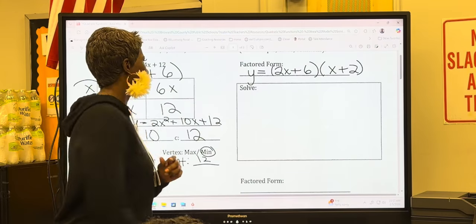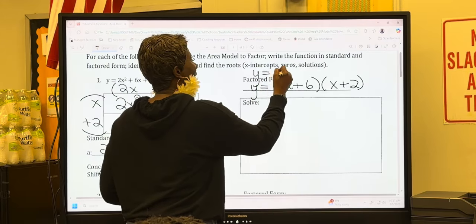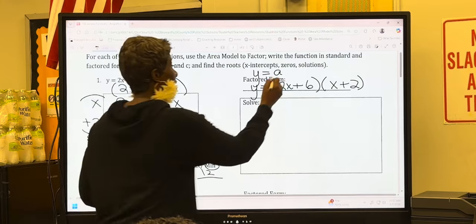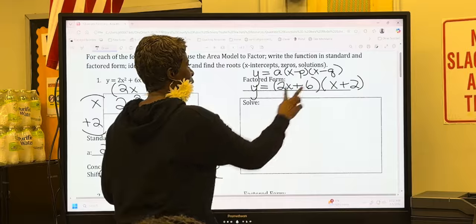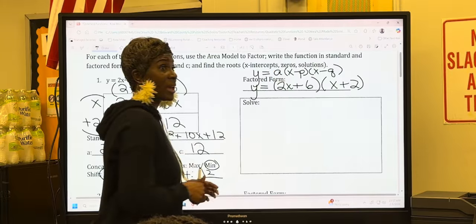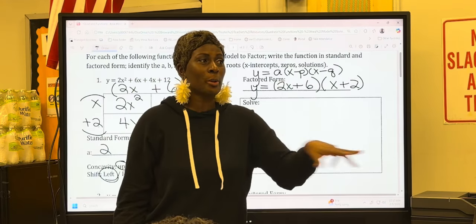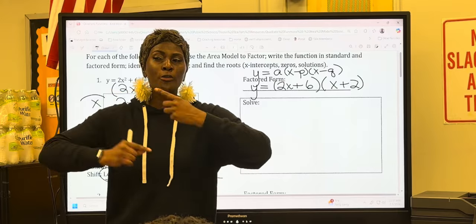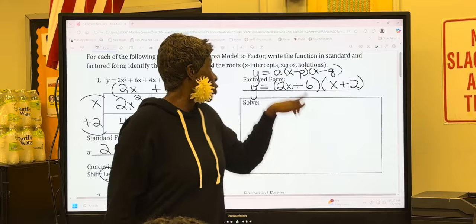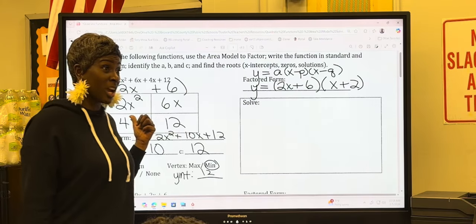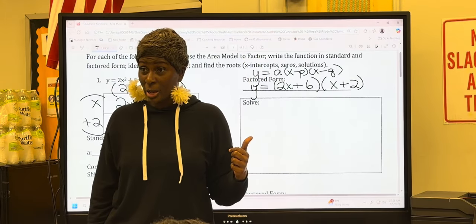How do I know it's not factored completely? Because if it was factored completely, this would be the form: y equals a times x minus p times x minus q. I got one part and the other part, but I'm missing the a. There is no number sitting out front, so this is not factored completely. I'm going to move you from regular factoring to factoring completely, but both are going to give you the same answer. If you just simply factor like we just did, it's still going to give you the right answer as far as your solutions. Is everybody following?